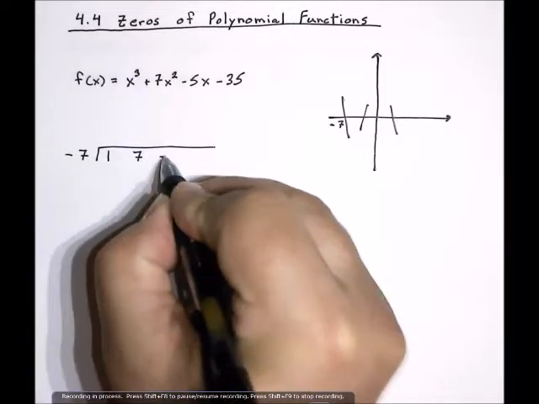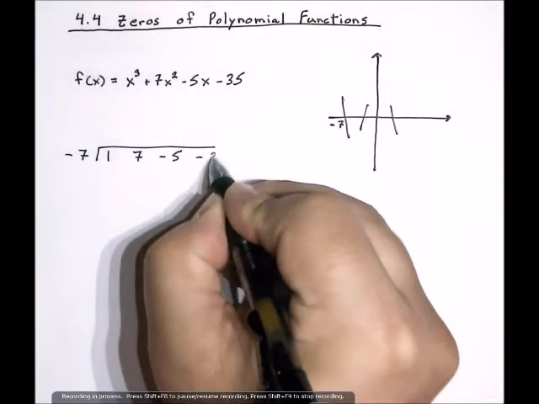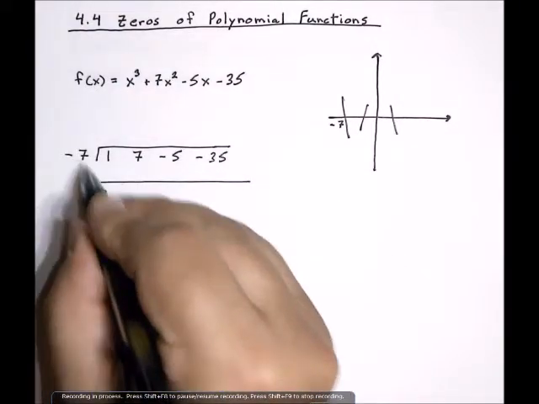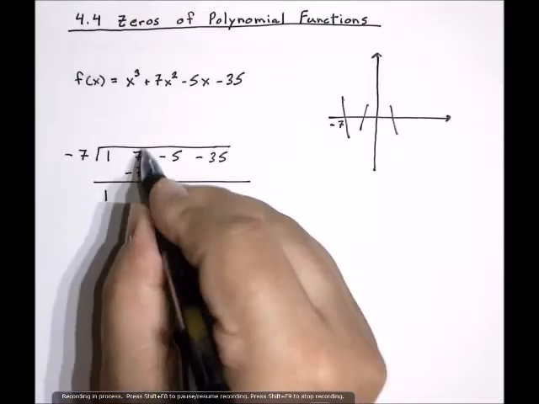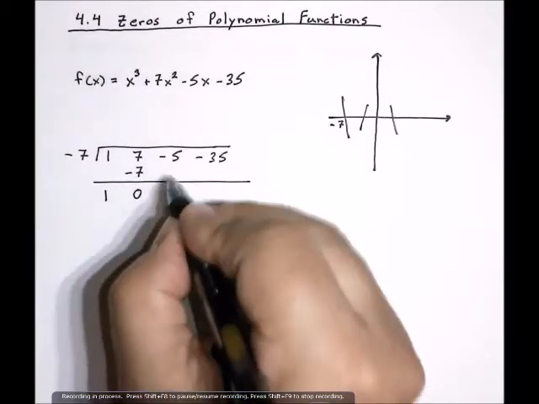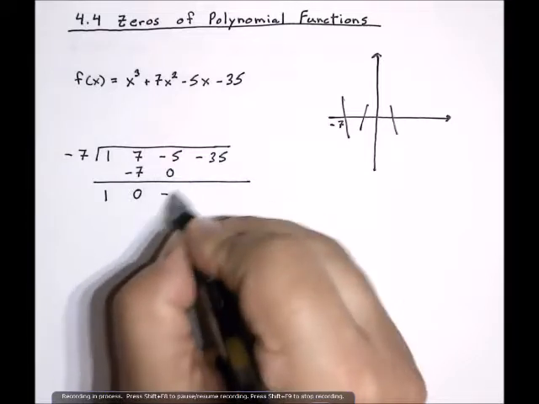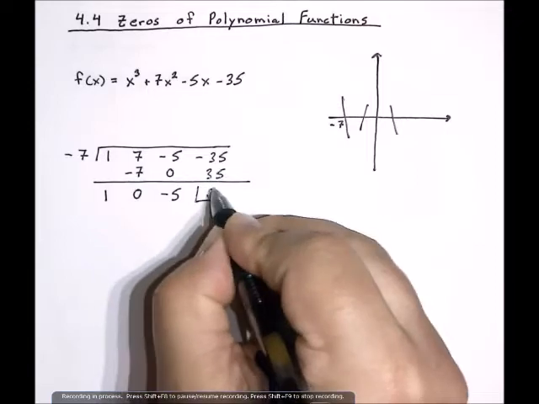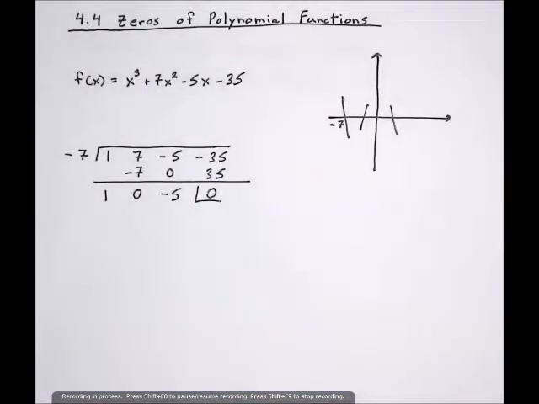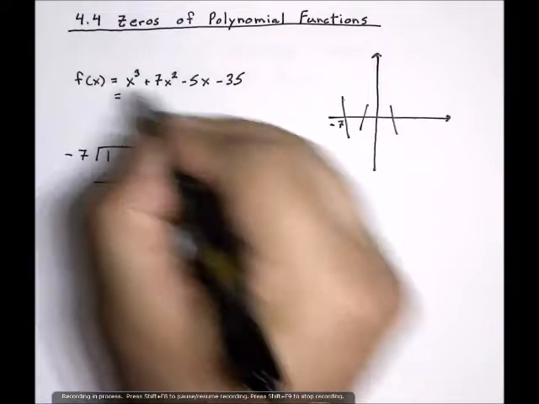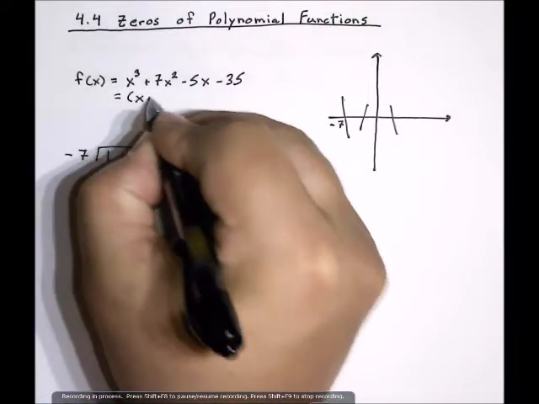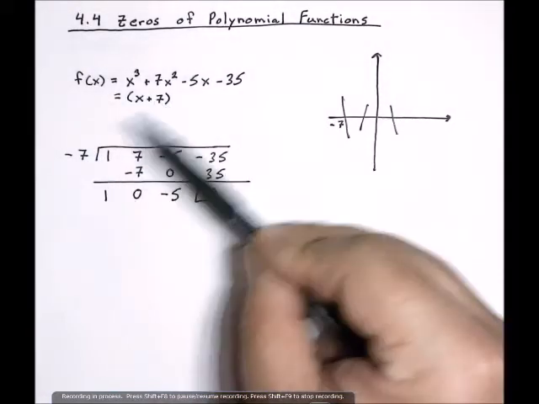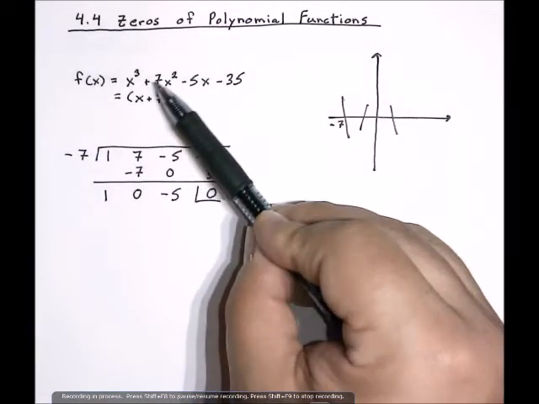I set it up for synthetic division. Bring the 1 down, multiply by -7. Add them together, multiply by -7. Add them together, multiply by -7. And it is indeed a factor, which we knew already. So what that tells me is x plus 7. And remember, going between zeros and factors, we're changing signs. X plus 7 is a factor of this.